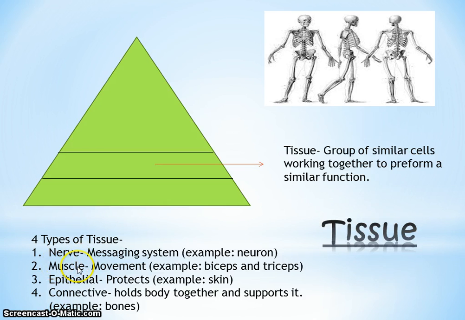All right, muscle tissue is your next one. So as you're sitting here writing this note down, okay, your hand is moving. All right, it's moving because in your hand you have muscle tissue. Okay, muscle tissue is responsible for movement. So it's things like your biceps and your triceps.